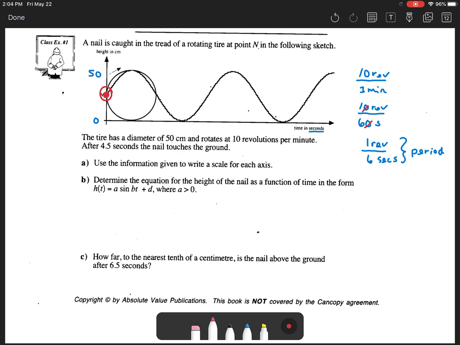So that height of the nail, which we started right here, when it hits that same point, which will be right about here, that is going to be 6 seconds. That's how long it took. So what I can determine from that are other points on the x-axis.